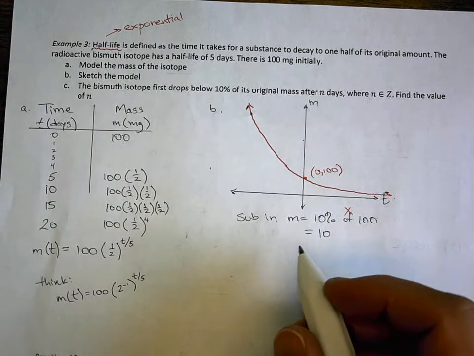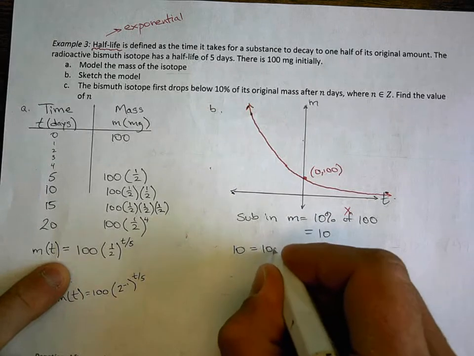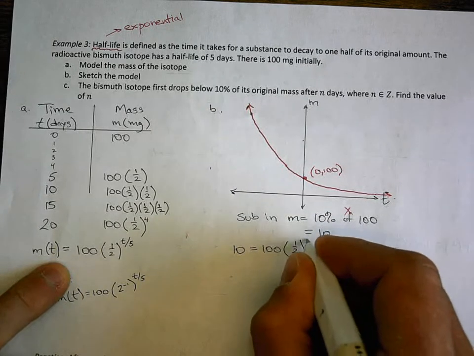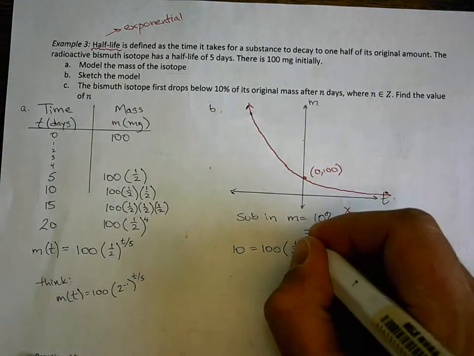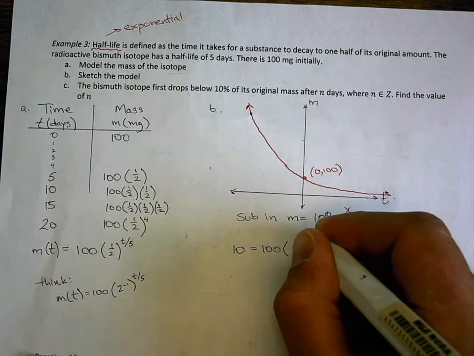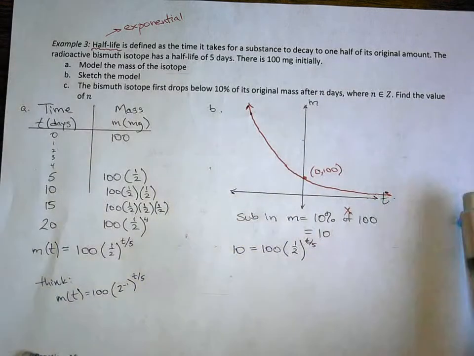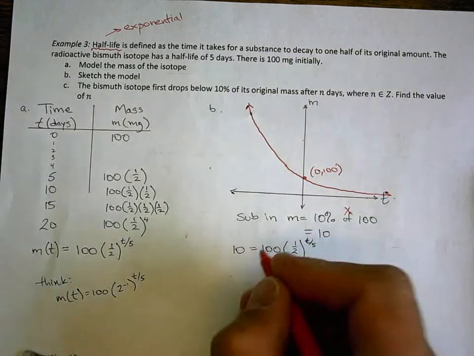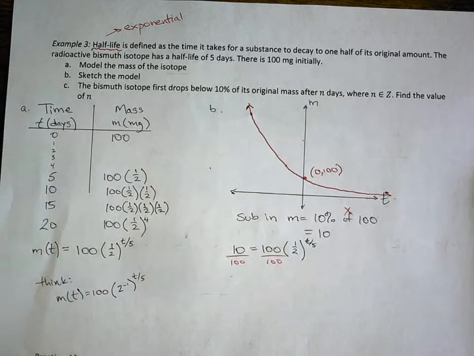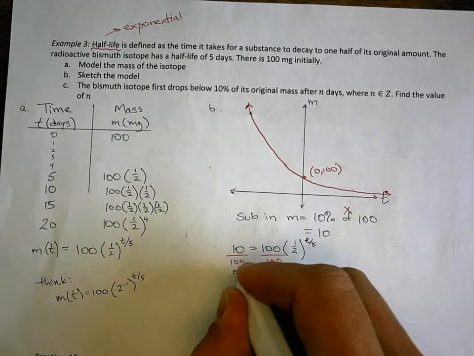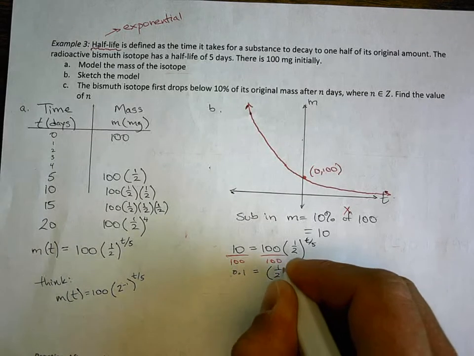Okay, so here's my equation. So 10 is equal to 100 times half to the power of t over 5. Now I have to solve for t. Oh, that's hard because this is now an equation where I don't know something that's in the exponent. Luckily, I just took an entire chapter on how to do these things. First thing I'm going to do is divide both sides by 100. So that gives me 0.1, and I have half to the power of t over 5.